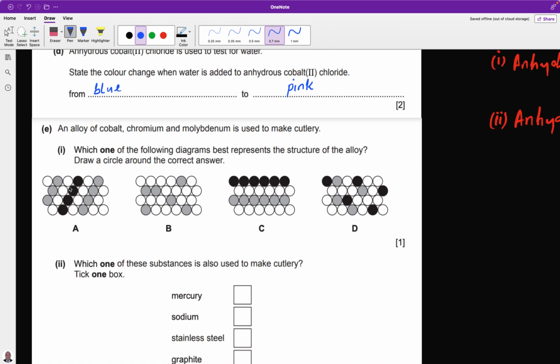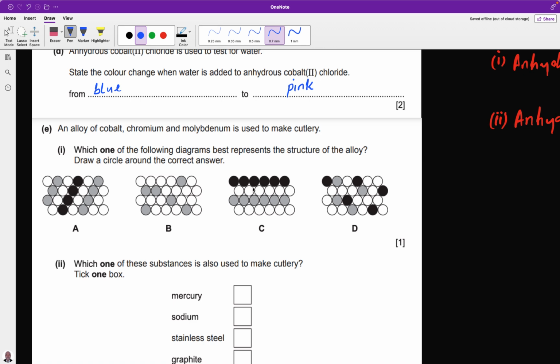The way the particles are arranged shows that they can slide over each other. So this one, A, can change shape when hammered. So in that case, A is not a good alloy, even though there are three particles involved there. B, look at B, there are only two particles involved. So B is totally out of question because we are told cobalt, chromium, and molybdenum. There are supposed to be three. So C, 1, 2, 3. There are three particles involved.